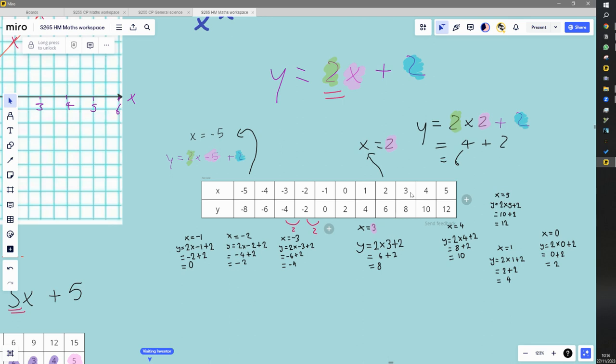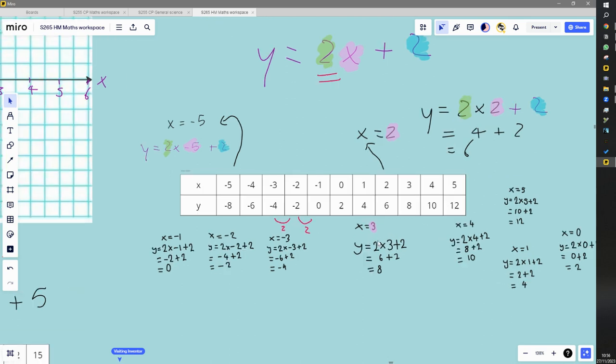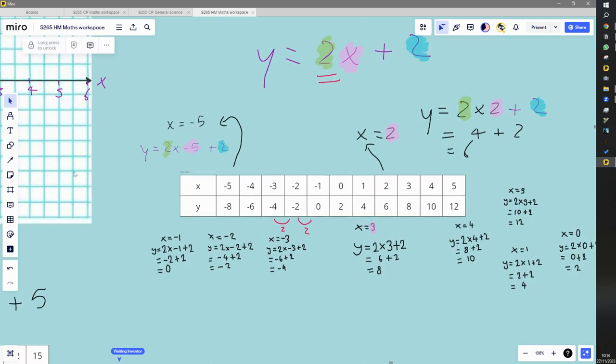Then we did when x equals 3. So y is equal to 2 times 3 plus 2. We're just subbing in the value into here. Wherever it says x, we write the value for x, which in this case is 3. 2 times 3 is 6, and then plus 2 is 8.